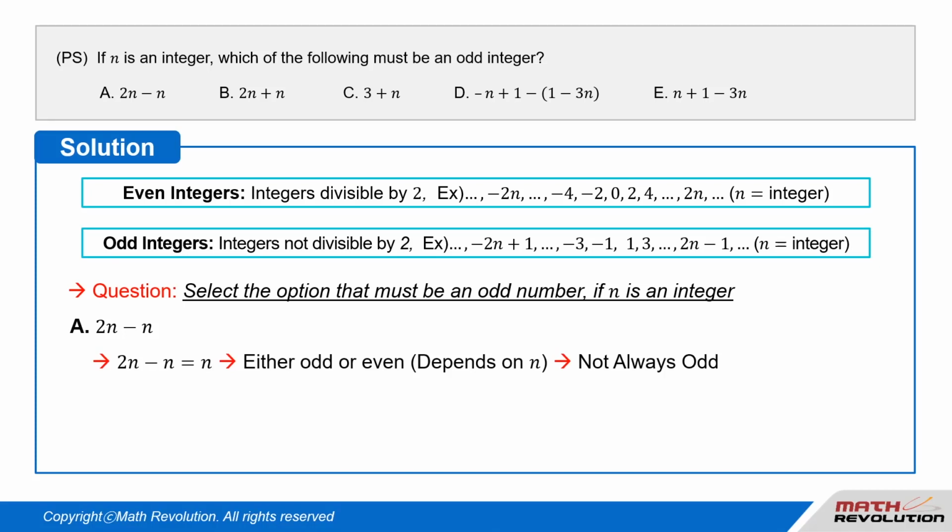A. 2 times n minus n. Now, 2 times n minus n equals n, so it could be either odd or even depending on the value of n. Thus, this option is not always odd.